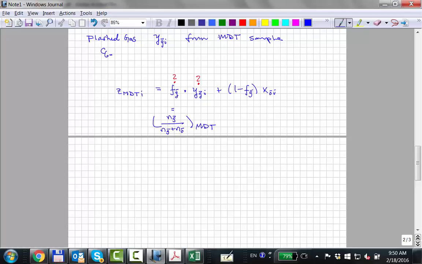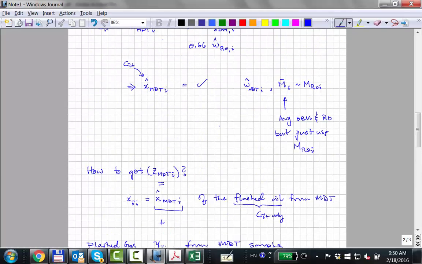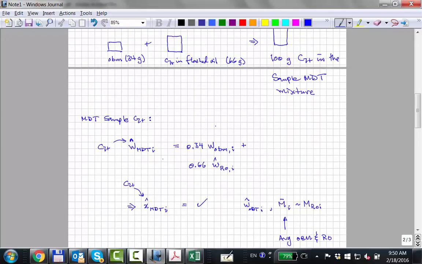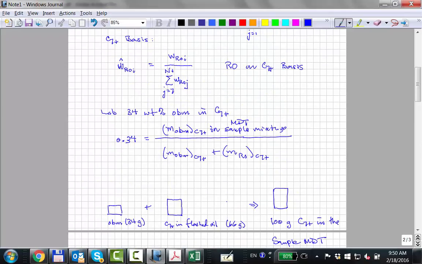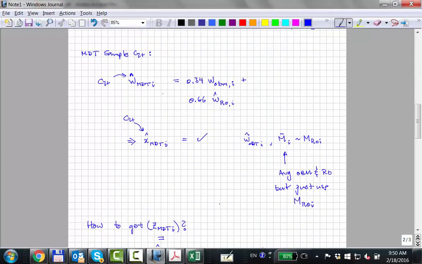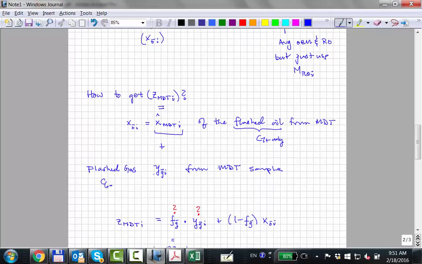If you get that, the rest of it should be okay, because I've explained how to get this C7 plus based reservoir oil composition on a weight basis. So I've gone through that. You should be able to follow down to here. And what we're saying is that that is basically our flashed composition of oil if we took our MDT sample and we flashed it down. That would be our normalized composition. So we have that.